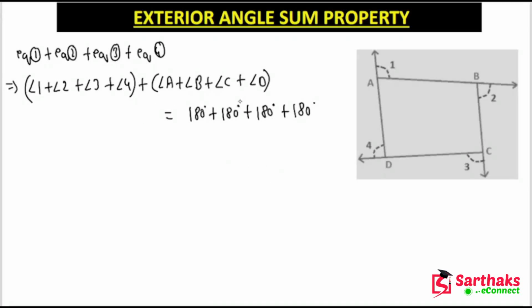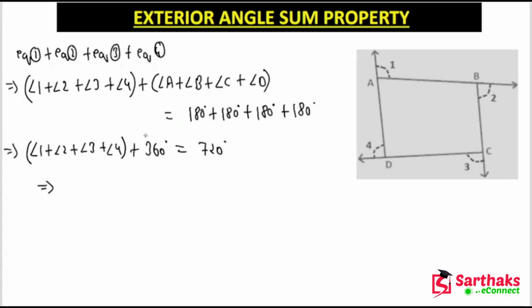Now this sum ABCD reminds us of the interior angle sum property. Simply, what is ABCD? These are the interior angles. So what is their sum? It is the sum of all the interior angles, which is nothing but 360 degree. So we can substitute angle A plus angle B plus angle C plus angle D by 360 degree, and on the RHS, by adding all these four terms, we would get 720 degree.